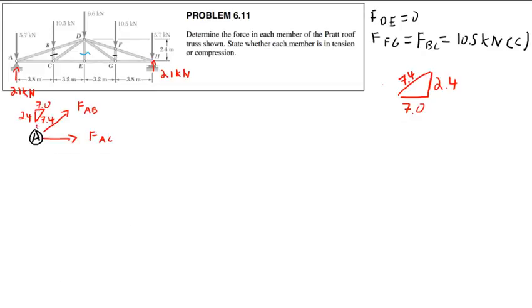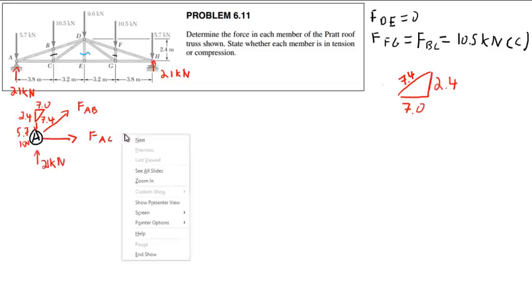a vertical load of downward 5.7 kilonewtons and an upward load of 21 kilonewtons. Now, I probably should have drawn that arrow first and this force triangle out there, but we're kind of short on space.